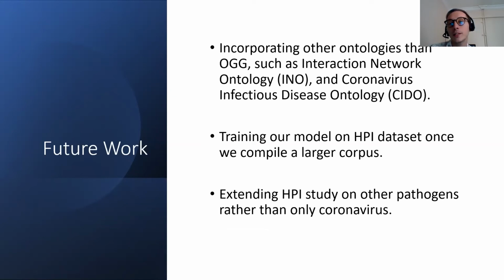As future work, we would like to incorporate other ontologies rather than using only OGG, such as INO for the interaction types and relation types, and we would also like to include the coronavirus infectious disease ontology. Moreover, we would like to expand our HBI dataset and train our model on that HBI dataset rather than training on the PPI. And lastly, we would like to extend the HBI study to other pathogens, not only coronavirus pathogens.